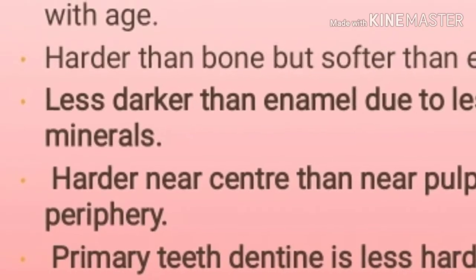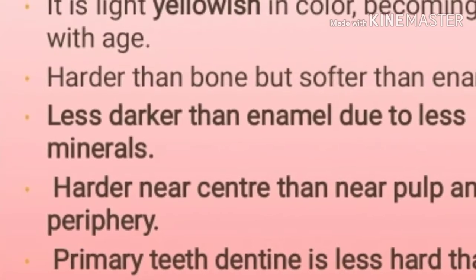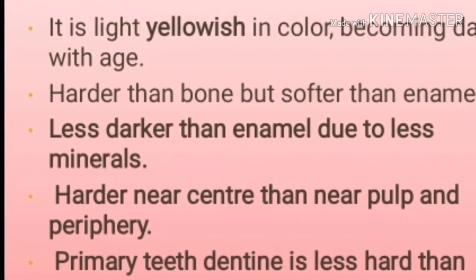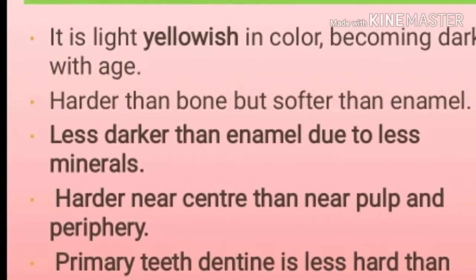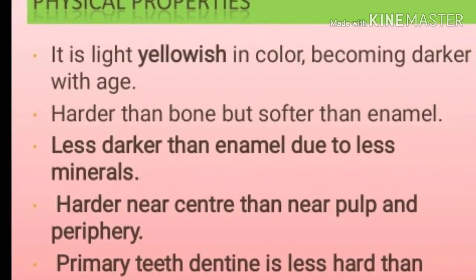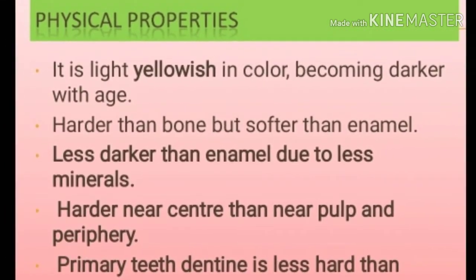Physical properties of dentin. It is light yellowish in color, becoming darker with age, harder than bone but softer than enamel, less dark than enamel due to less minerals, harder near the center than near the pulp and periphery. Primary teeth dentin is less hard than permanent.